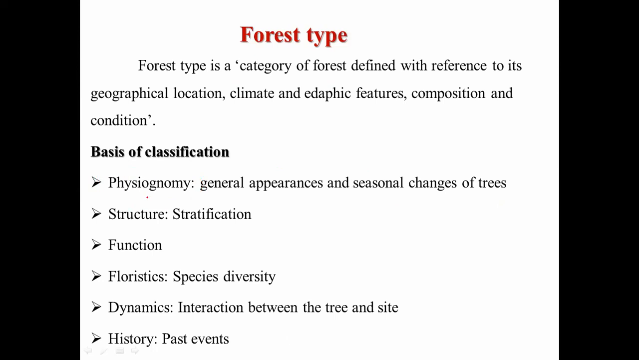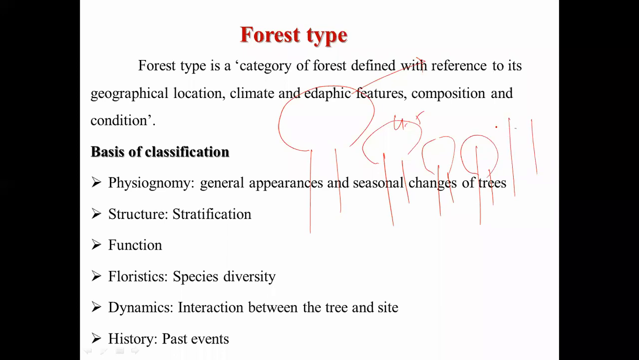And the next basis is the structure. Structure means we mainly focus upon the stratification. If you see the tropical forest, generally there will be 4 to 5 strata. Upper strata, then there will be lesser height, and like this you will find at least 4 to 5 strata in the tropical condition. And if you go to the thorn forest, you will witness only one story, only one story in the tropical thorn forest. That is the stratification, and that is also one of the bases for the classification of the forest.